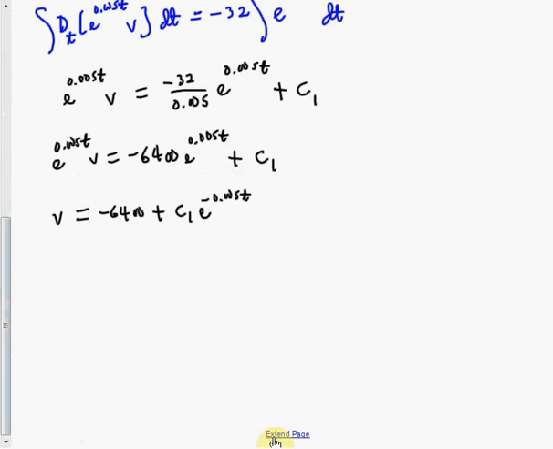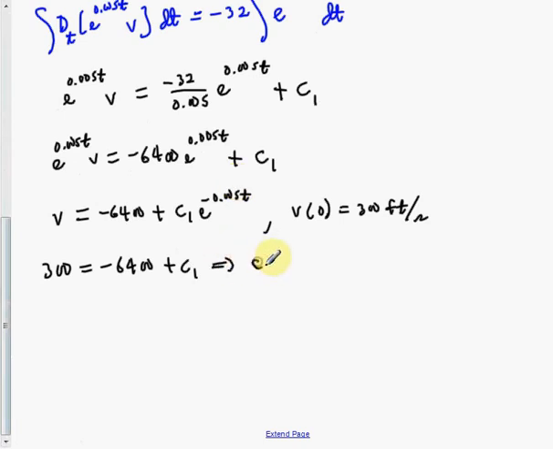So the initial velocity is said to be 300 feet per second. Right? So we're going to use that. We can use that to help us solve for c sub 1. So we have the initial velocity, 300 feet per second. So that gives us 300 is equal to negative 6,400 plus c sub 1. E to the 0 is just 1. So this implies that c sub 1 is equal to 6,700. So the equation for the velocity is negative 6,400 plus 6,700 times e to the negative 0.005 t.